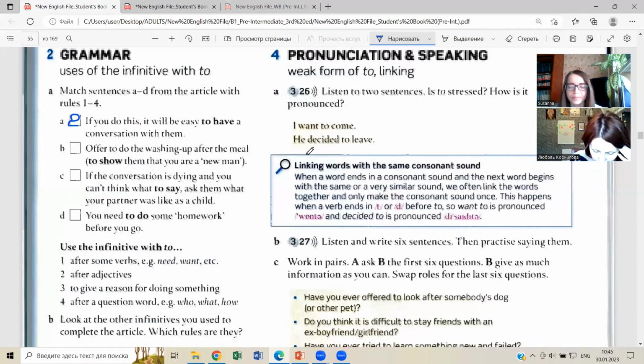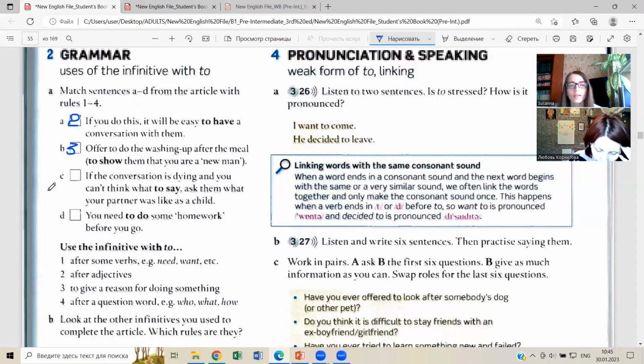Offer to do the washing up after the meal to show them that you are a new man. To show it is in the beginning. Just a moment. To give a reason for doing something. Yeah, because we can ask why. Why? To show them that you are a new man. So it is a reason, number 3.